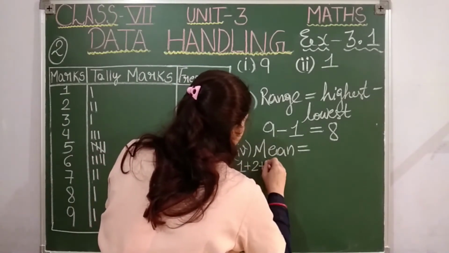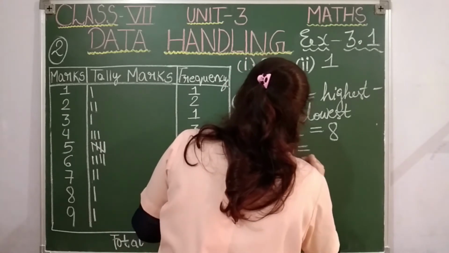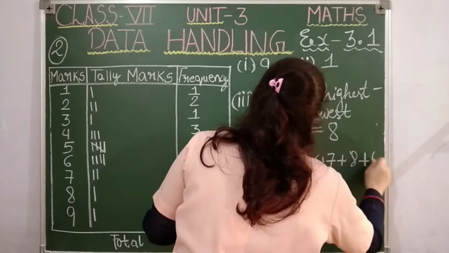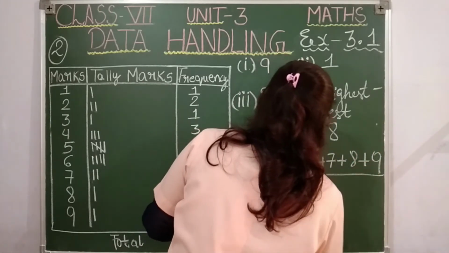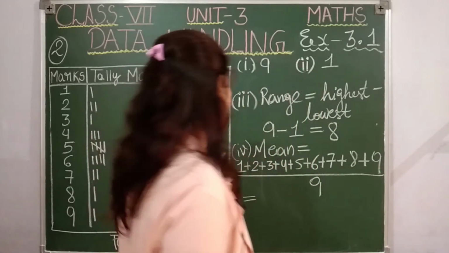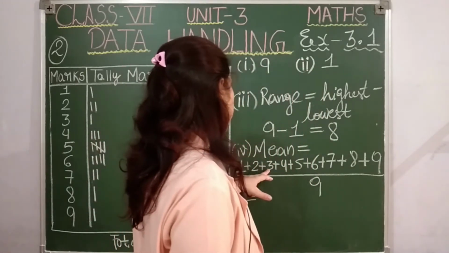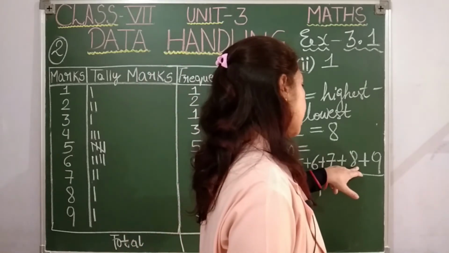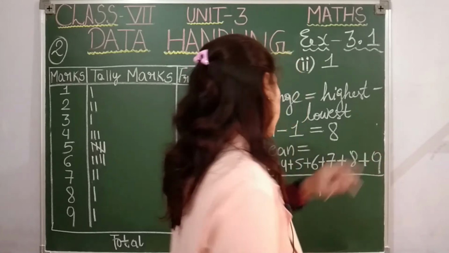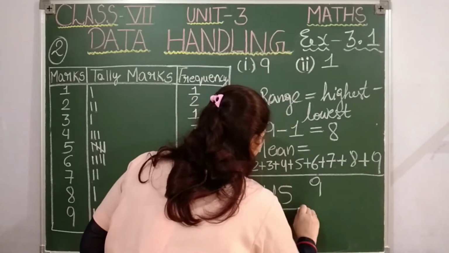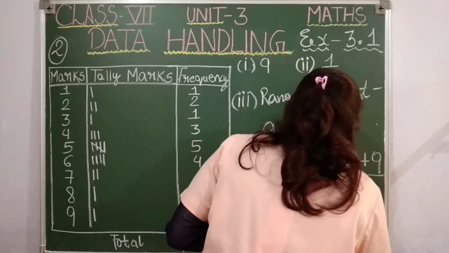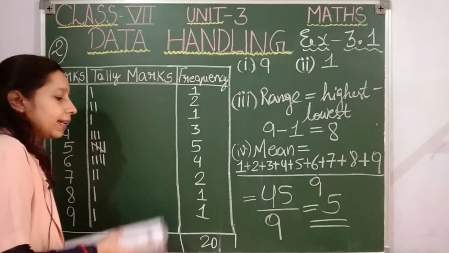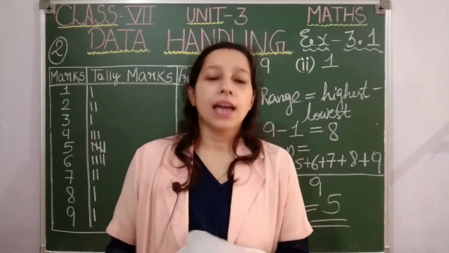1 plus 2 plus 3 plus 4 plus 5 plus 6 plus 7 plus 8 plus 9. How many marks are given in total? 9 marks. So, okay. Let us add now. 2 plus 1, 3, 3 plus 3, 6, 6 plus 4, 10, 15, 21, 28, 36 and 9 will be 45. I got 45 as total. 45 upon 9. So, we know 9 5s are 45. So, what is the mean for the given data, students? It is 5. With this, we have completed our second question.